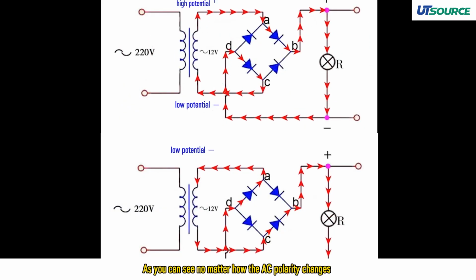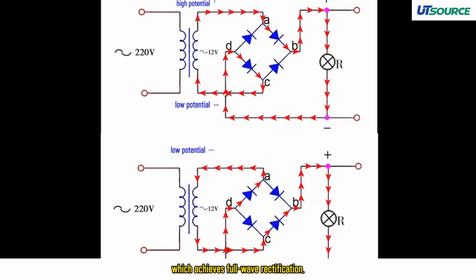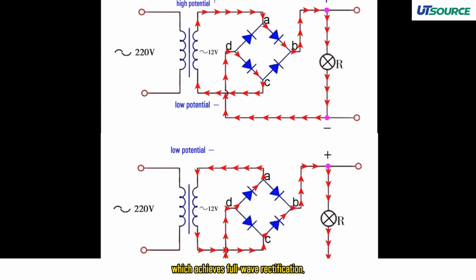As you can see, no matter how the AC polarity changes, the current through the load always flows in the same direction, which achieves full wave rectification.